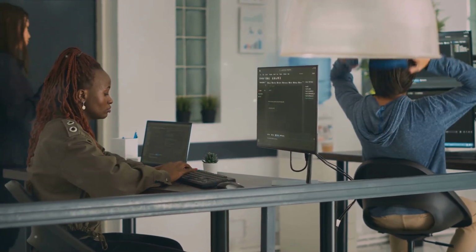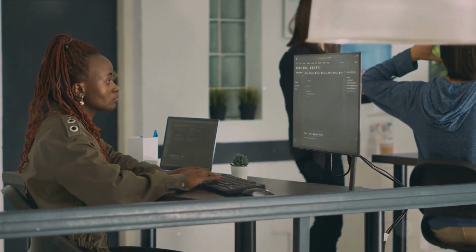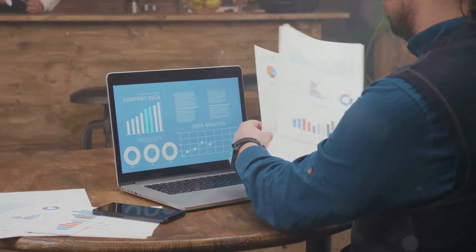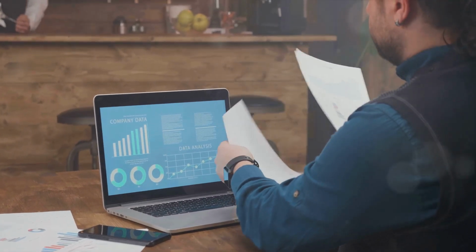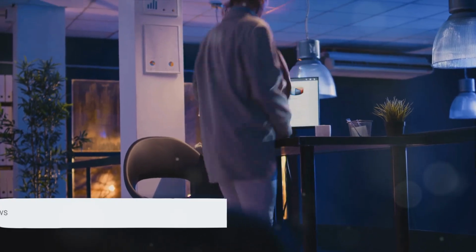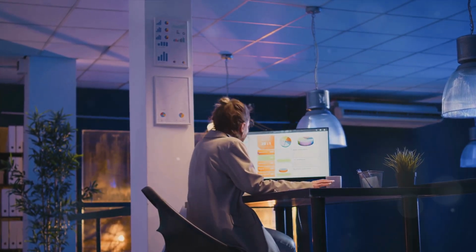Another interesting question is, what is your experience with coding and programming languages? It's about your technical competence. And finally, how do you stay updated with the latest data analysis trends and tools? They're checking if you're proactive and can keep up with the fast-paced world of data analysis. Knowing these questions is half the battle. Now let's talk about how to answer them using the STAR technique.